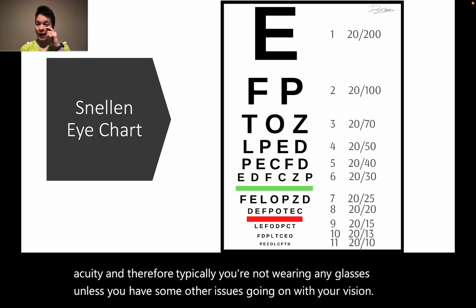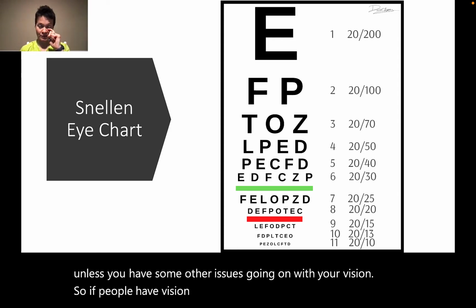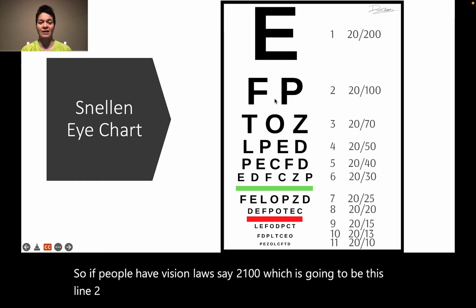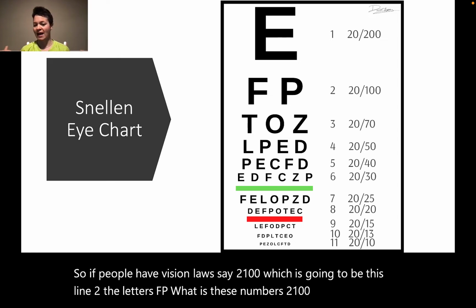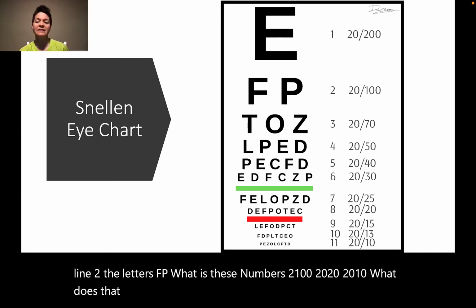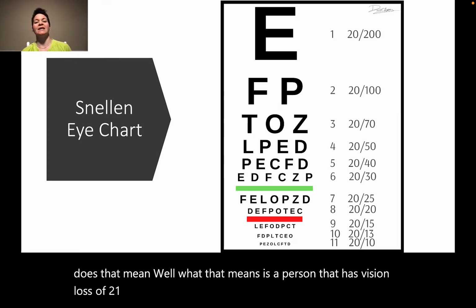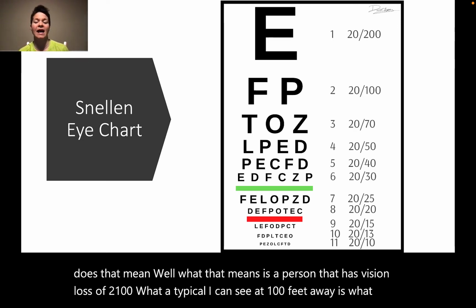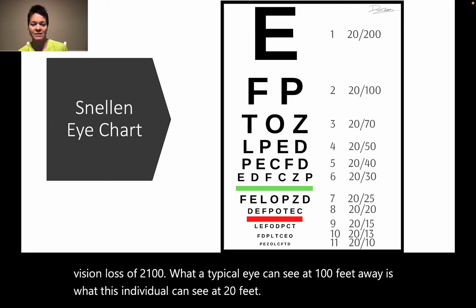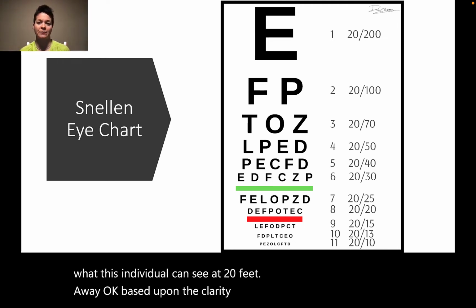So if people have vision loss, say 20/100, which is going to be this line 2, the letters F and P, what are these numbers, 20/100, 20/20, 20/10? What does that mean? Well, what that means is a person that has vision loss of 20/100, what a typical eye can see at 100 feet away is what this individual can see at 20 feet away, based upon the clarity of their vision to be able to read the letters on this.